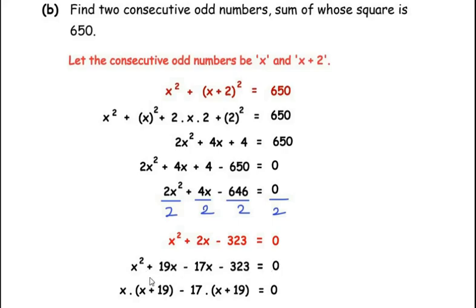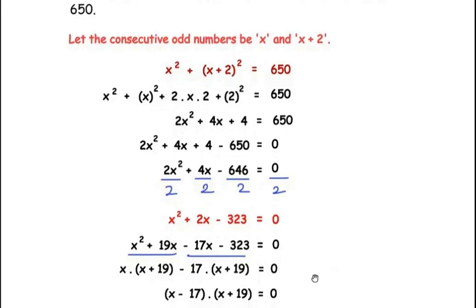Now we are going to group the terms, that is, we group the first two terms and the last two terms. From the first group, x is a common factor, so we have taken it out, and inside the bracket remains x plus 19. Now from the second group, minus 17 is a common factor, so we have taken it out, and inside the bracket remains x plus 19, equal to 0. Now here x plus 19 is a common factor, so we have taken it out, and the second factor becomes x minus 17 equal to 0.